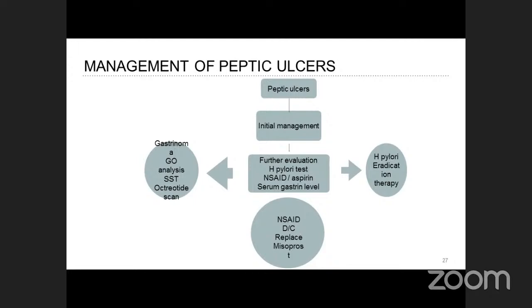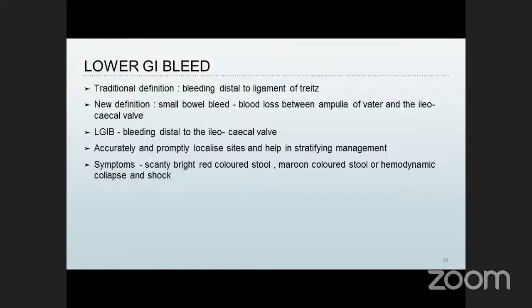Likewise, if the patient comes with a history of chronic use of NSAIDs or aspirin, then discontinue the NSAID or replace it with less toxic ones, say coxibs, or in order to provide mucosal protection, misoprostol can be given. In case of gastrinoma, it is better to evaluate further with serum gastrin levels, gastric output analysis, secretin levels, and go ahead with an octreotide scan. The management would definitely be surgical in such cases.